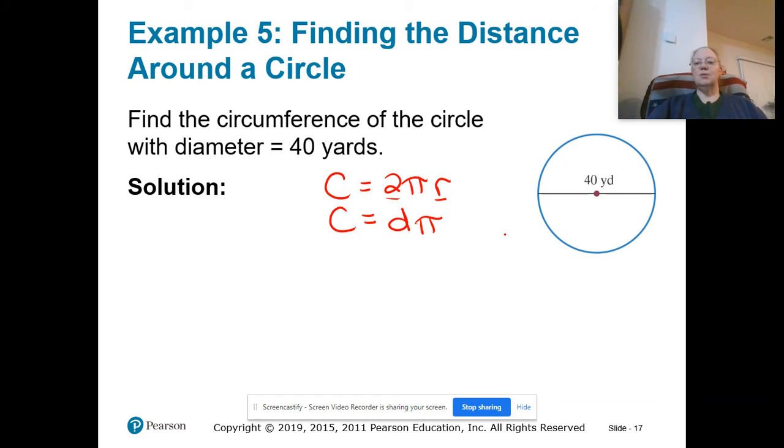Okay. So since they gave us the diameter, which is 40, we're going to use that formula. So we're going to do 40 times pi. I want you to use the pi button on your calculator. So when you use the pi button on your calculator, it's more exact, and it's going to give you a lot of decimals. And I don't remember where my pi button is. Here we go, I found it. All right, so it's going to give me a lot of decimals.